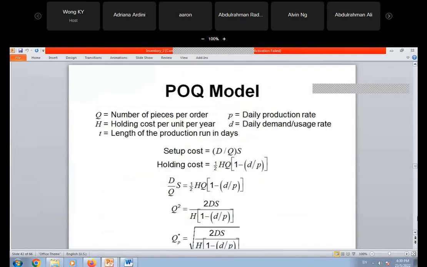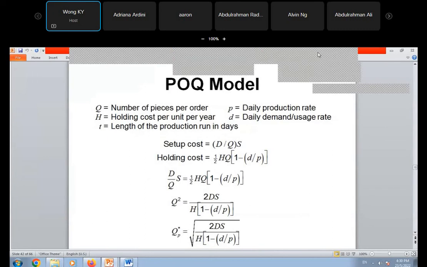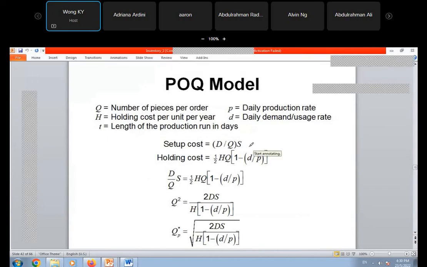What about the annual setup cost? To calculate the annual setup cost, the formula is the same as the EOQ model. It is just D per Q times S. So these are the two formulas to calculate the setup cost and also the holding cost.